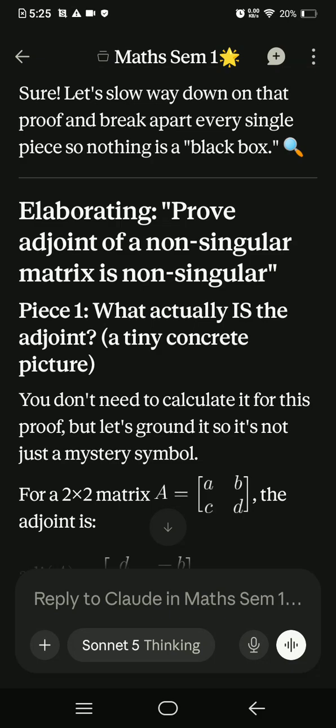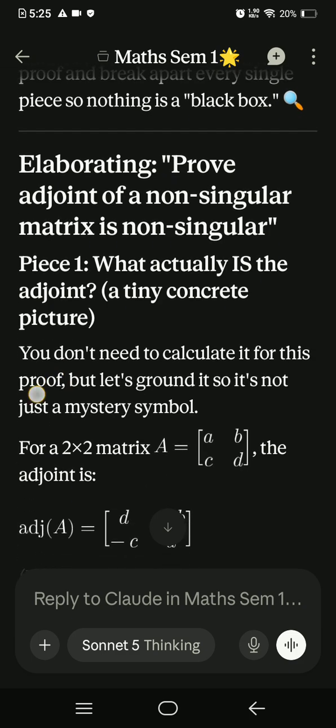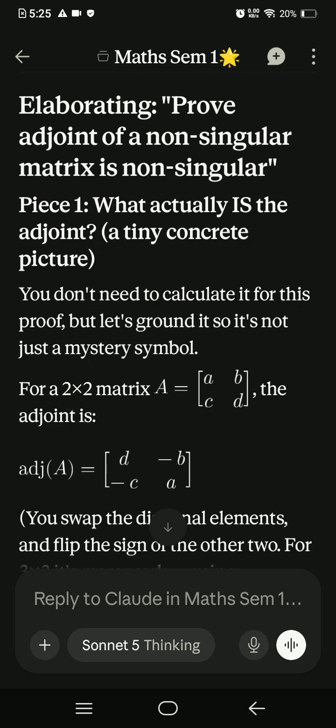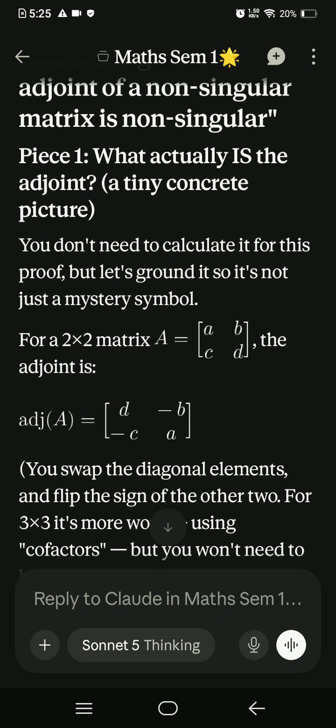Let's actually do the proof properly from topic 2, the last proof that we saw. Prove the adjoint of a non-singular matrix is non-singular. Let's do it piece by piece. What actually is adjoint? A tiny concrete picture. You don't need to calculate it for this proof, but let's look at it so it's not just a mystery symbol.